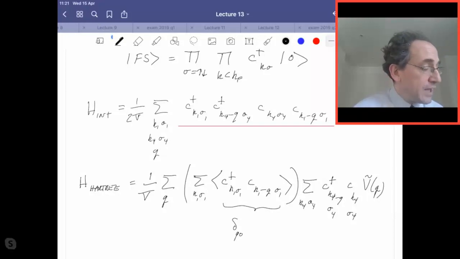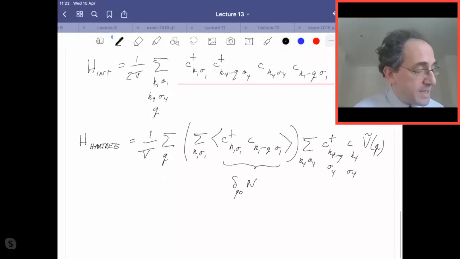And then the value of this is going to be, well, you'll get 1 for each possible value of K and sigma in this sum. So it will just give me the total number of particles in the system. So that means that H Hartree, fixing Q to be 0 here, is the number of particles in the system divided by the volume of the system, V twiddle at Q equals 0, and then sum over K4 and sigma 4 of C dagger K4 sigma 4 C K4 sigma 4.